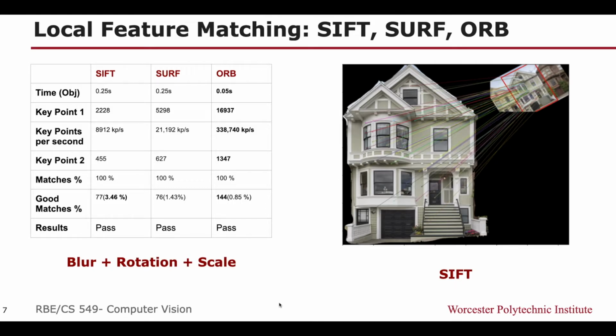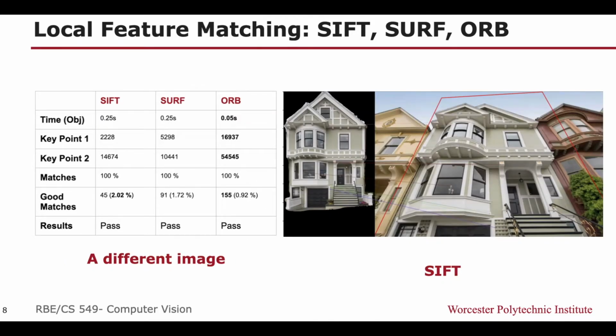From this table, we can tell ORB is still the fastest and extracted the most key points, and SIFT has the highest good matching rate. All the methods performed well on a different image of this house observed from a different angle.